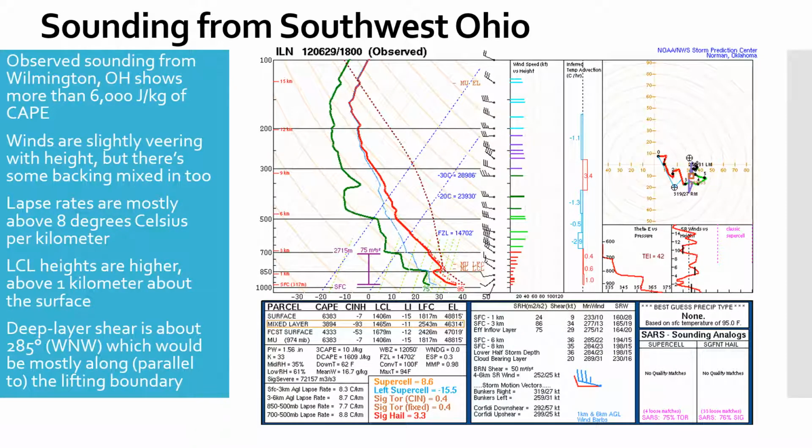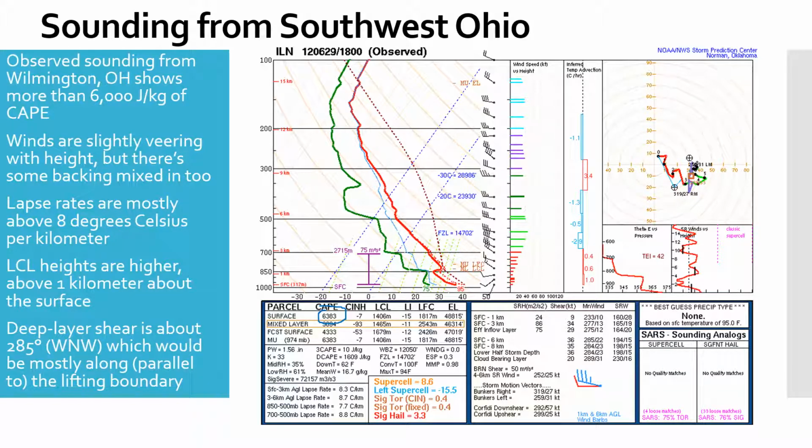Here is an observed sounding from 18Z, so in the early afternoon or right around local noon, from Wilmington, Ohio, which is in southwest Ohio. This sounding shows several things which indicate that there could be severe weather. One of the biggest ones is that we've got CAPE values higher than 6,000 joules per kilogram.